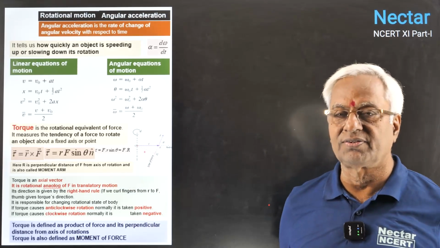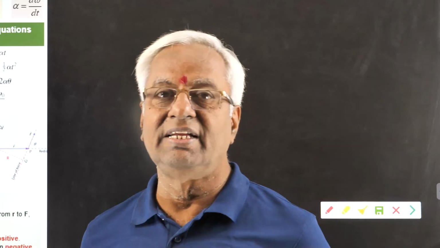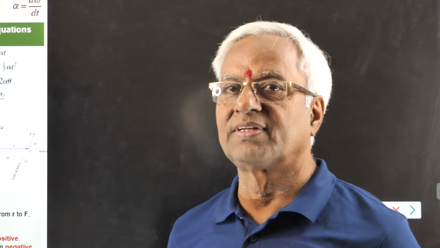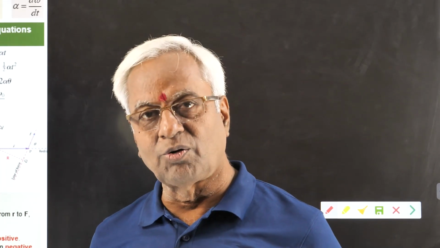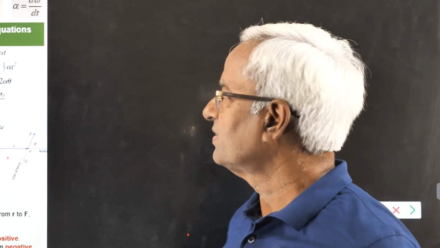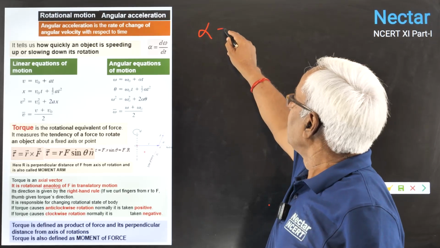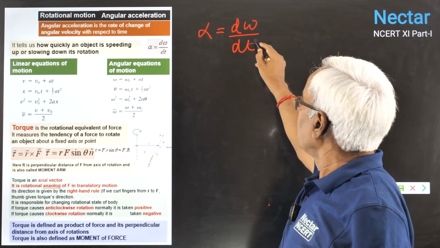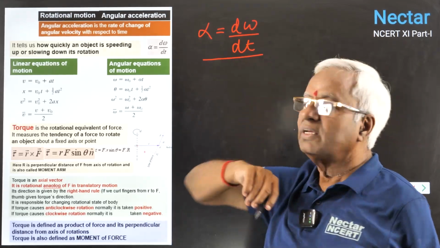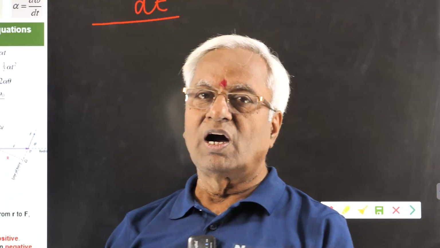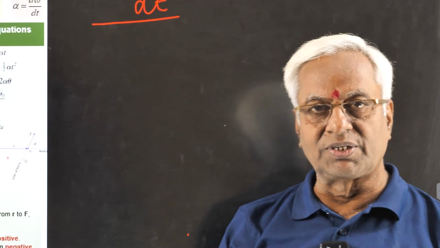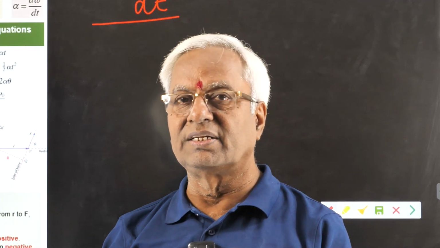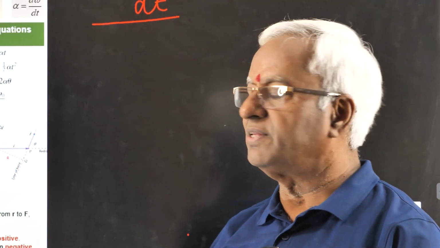Angular acceleration is very much the rotational analog of linear acceleration, as you might say. It's represented by the letter alpha, and that's the rate of change in angular velocity. It simply tells us how fast the angular velocity is changing and in which direction it is changing.